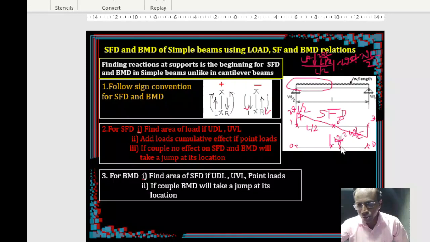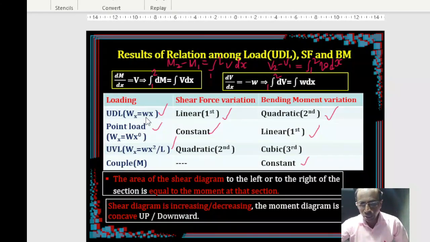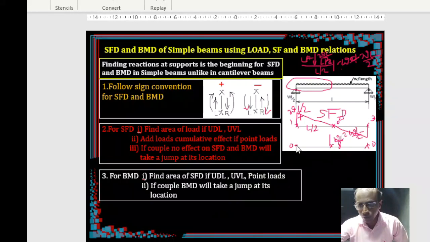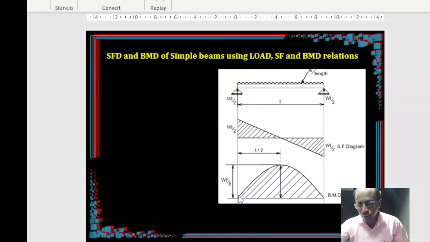Over. So you have to join the 3 ordinates, again using the relationship for UDL. When the load is UDL, the variation of the bending moment is a second order quadratic equation. So use a quadratic curve to join it. That's all. To be exactly drawn to scale, it looks like this: WL square by 8 at the center, and the shear force is a linear variation from plus WL by 2 to minus WL by 2, and it is 0 at L by 2.